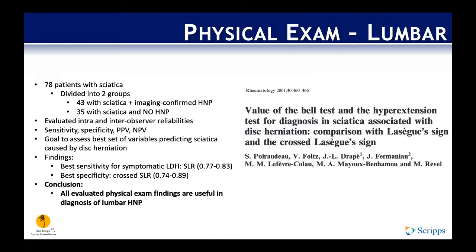And this is another study that looked at the value of different tests in addition to those sensory and strength evaluations referenced on the previous slide. And this just demonstrated that while all of these, the hyperextension tests, as well as straight leg and contralateral straight leg, were all somewhat useful, the best sensitivity for the diagnosis was the straight leg raise, and contralateral was the most specific.